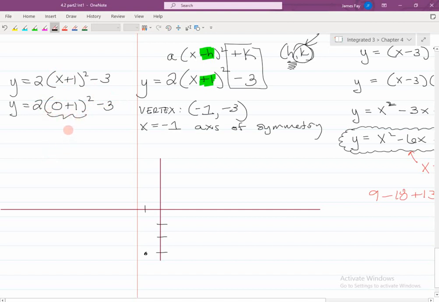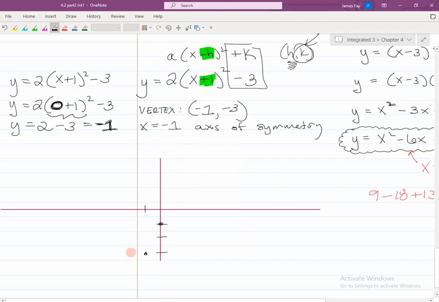So I have to do this first. 0 plus 1 is just 1, right? Square that, you get 1. Multiply that by 2, you get 2, minus 3. 2 minus 3 gives me -1, right? So when x was 0, you're getting back this -1. That's my ordered pair for my y-intercept: 0, -1.